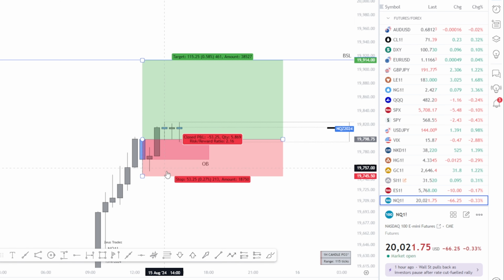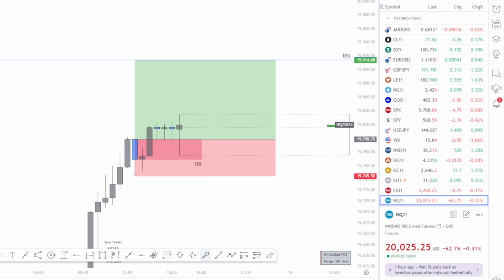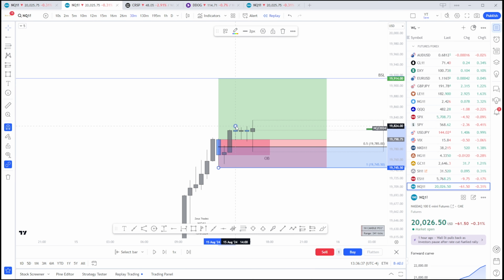Remember, the market can only do one of 3 things: expand, consolidate, and retrace. So anytime you see consolidation, don't let that scare you. Save your ammo and wait for price to expand. Boom. Notice how we get a very good entry.